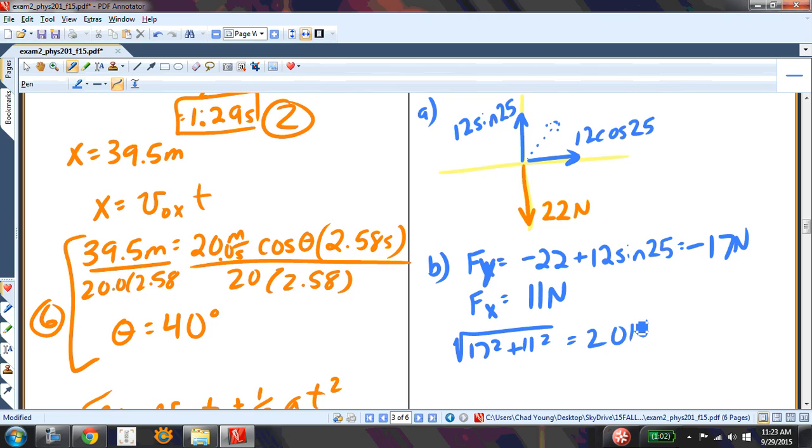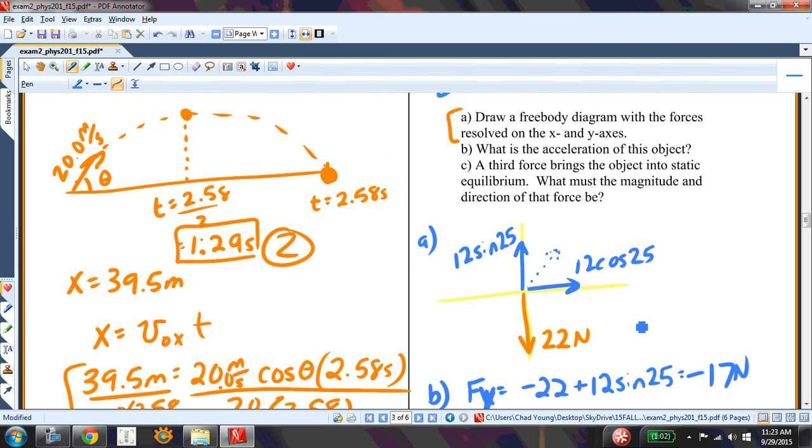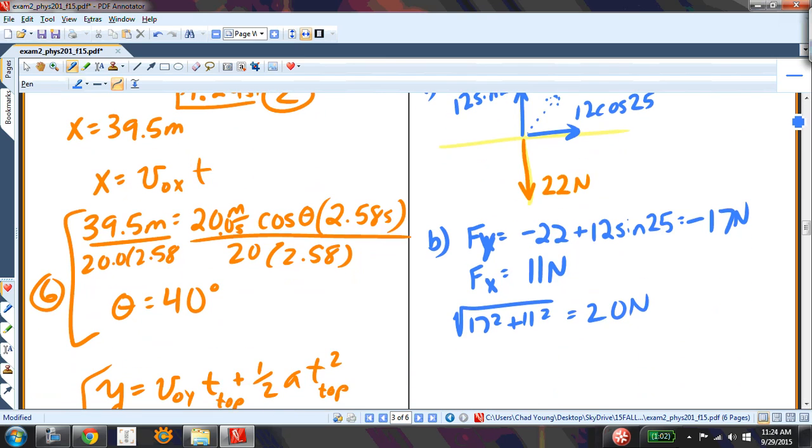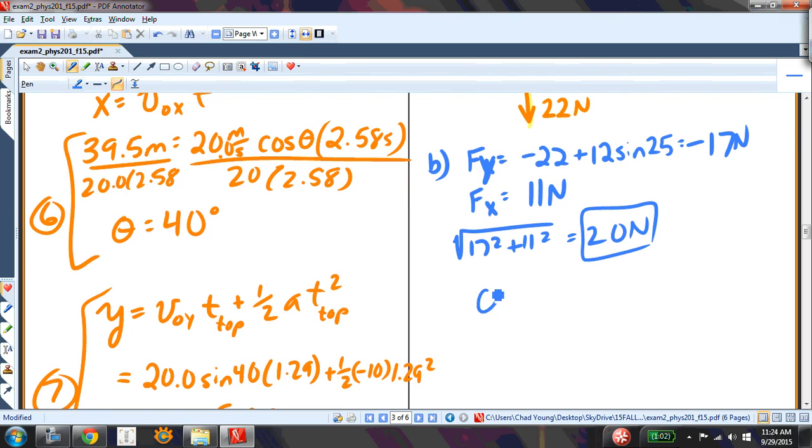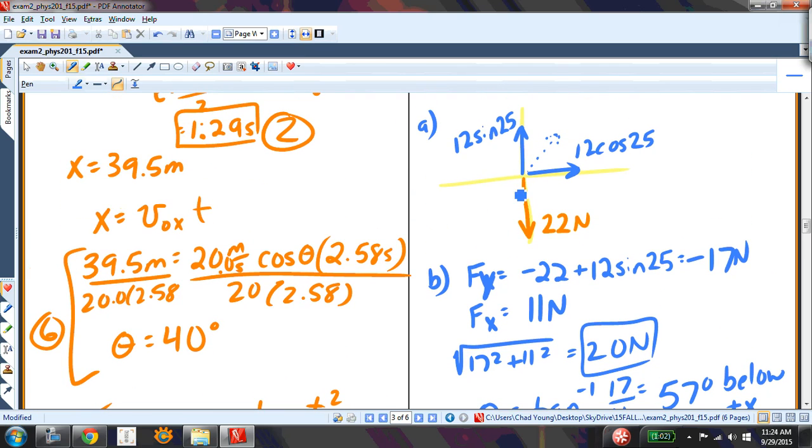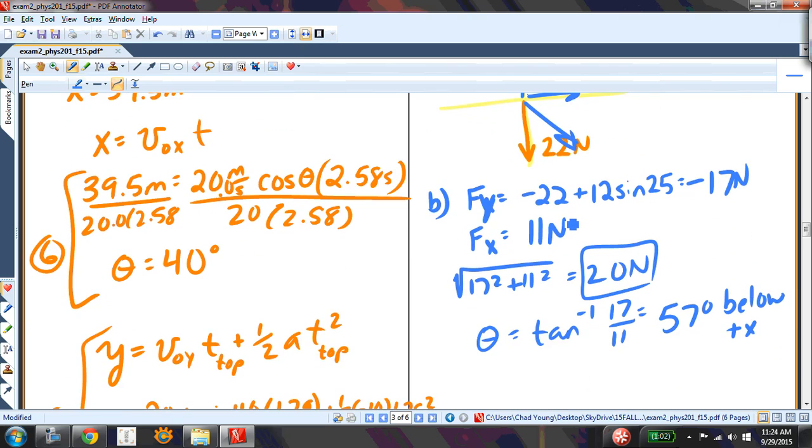And I also want to know the direction of this. Let's see, did I list this? Yeah, I want to know the magnitude and the direction here. You should have had this on your test. So that's the magnitude. Now I also want to know the direction. Theta is the inverse tan of the y component over the x component, 17 over 11. That's 57 degrees. And based on my components here, this is below the positive x-axis, because my net vector of these two vectors is going to be sort of right here. Right, that is the force.